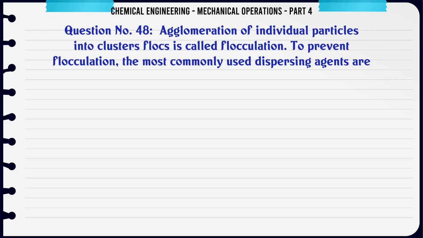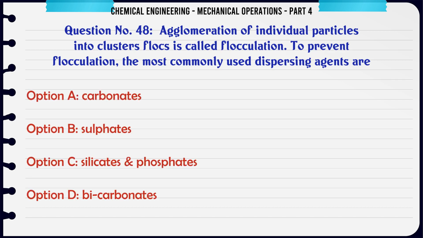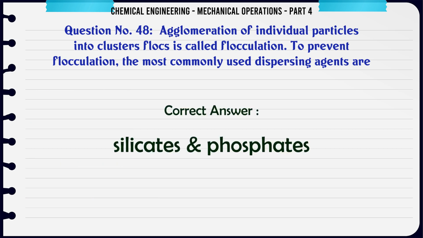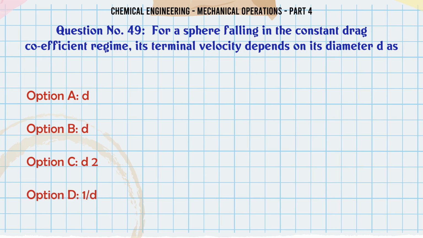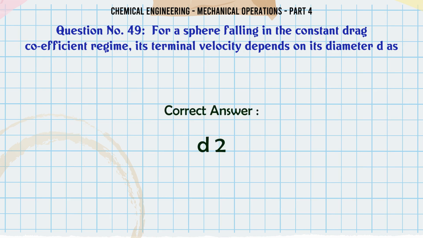Agglomeration of individual particles into clusters, flocs, is called flocculation. To prevent flocculation, the most commonly used dispersing agents are A. carbonates, B. sulfates, C. silicates and phosphates, D. bicarbonates. The correct answer is silicates and phosphates. For a sphere falling in the constant drag coefficient regime, its terminal velocity depends on its diameter d as A. d, B. d^0.5, C. d², D. 1/d. The correct answer is d^0.5.